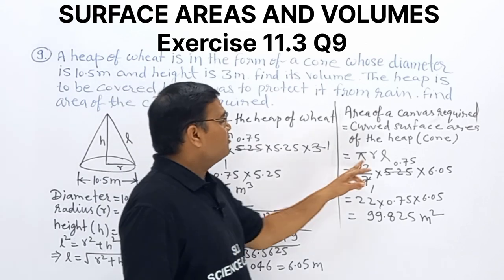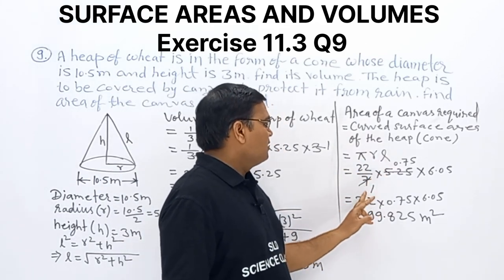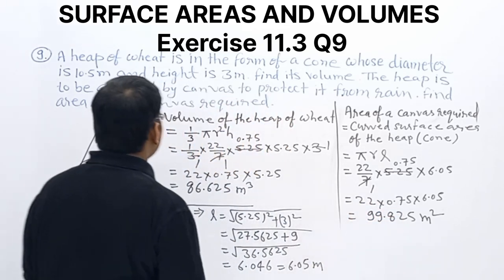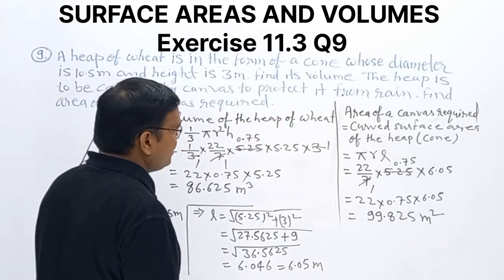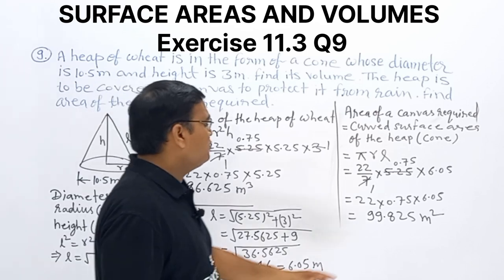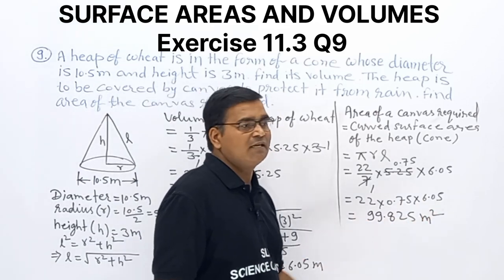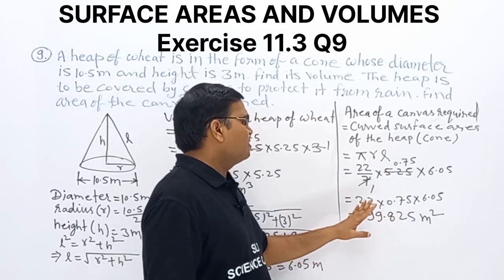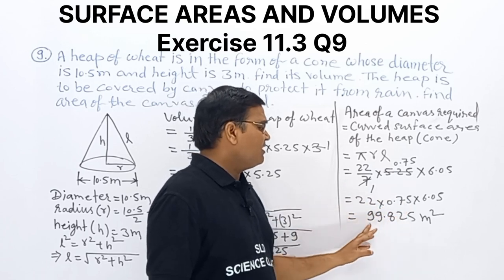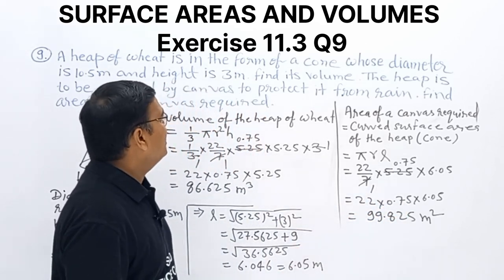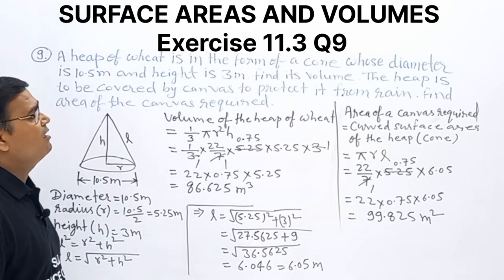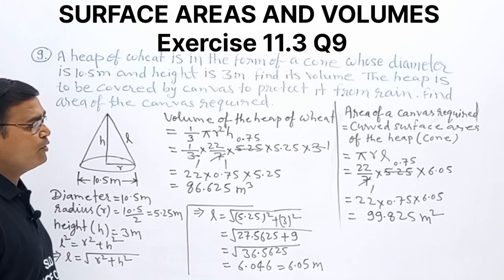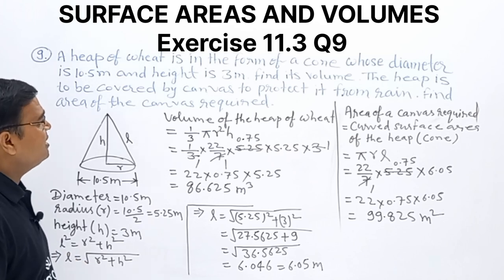So we will put this value in this formula, R and L, and we are solving. 22 into 0.75 into 6.05 will be multiplied, then we are getting 99.825 meter square. Normal multiplication we can do easily, not more difficult. You must try, easy one. So once we multiply, we are getting 99.825 meter square, the area of canvas required.